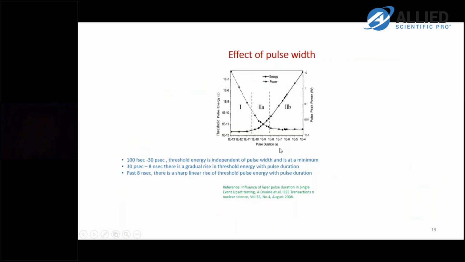Okay, so the next thing that we will be talking about is the effect of pulse width.